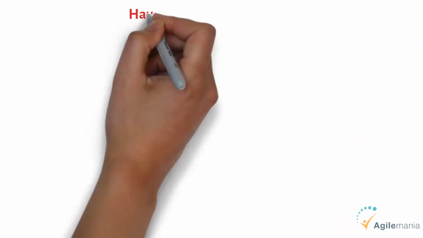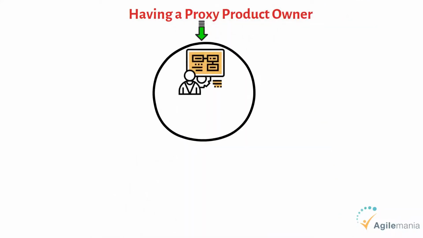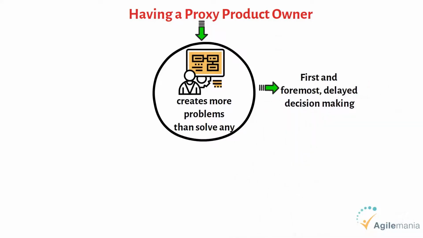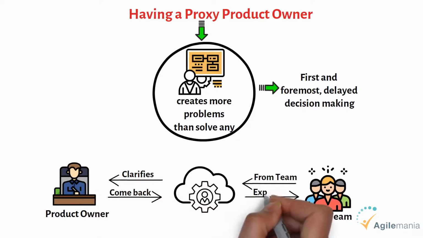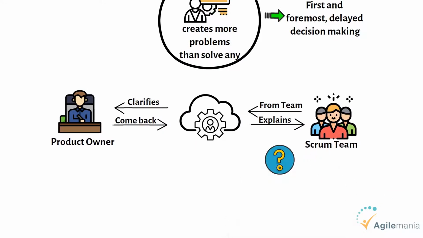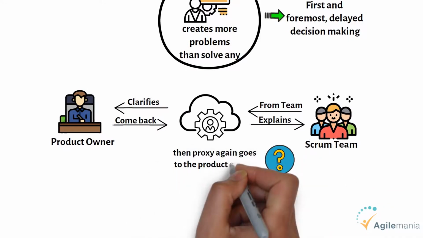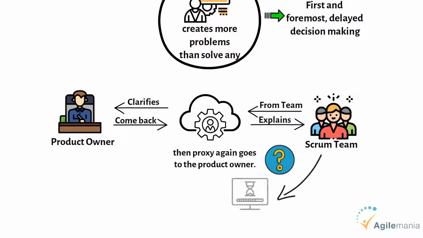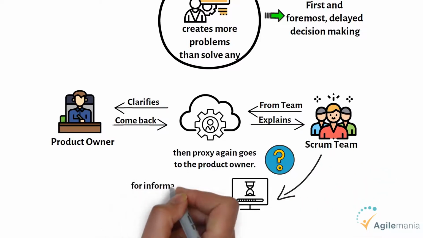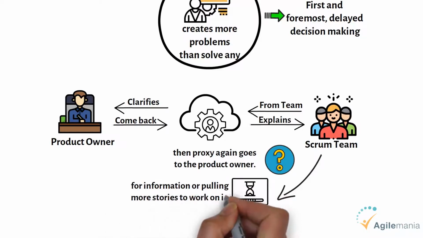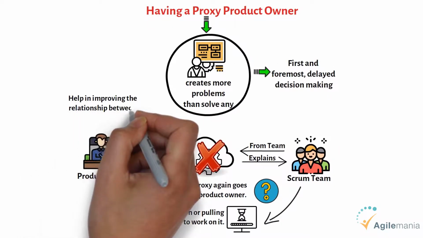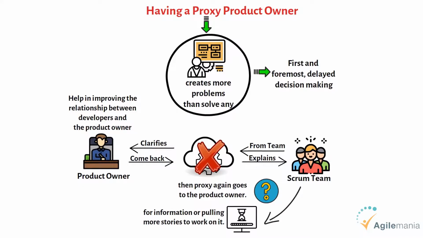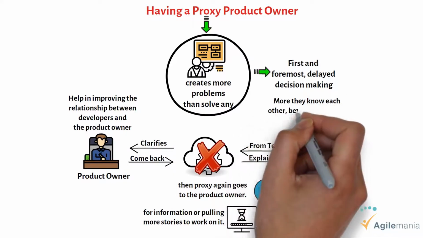Tenth, having a proxy product owner. Having a proxy product owner creates more problems than it solves. First and foremost, delayed decision making. The proxy collects queries from the team and clarifies with the product owner, comes back and explains to the team. If the team comes up with more queries, then the proxy goes again to the product owner. The team loses a lot of time and ends up waiting for information or pulls more stories to work on in parallel. Not having a proxy will help in improving the relationships between the developers and the product owner. The more they know each other, the better they understand the what and how of the product.